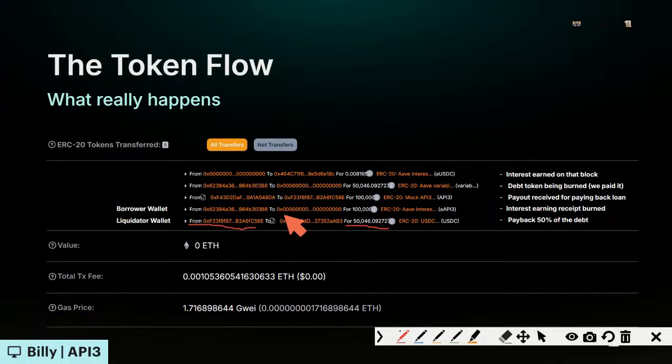This is being burned, right? Because they have these A tokens. Remember that in the last time we talked for the deposit, we received these A tokens. In that borrow wallet, these A tokens are now being burned, right? Because they're no longer earning interest on tokens that they don't have. They're being liquidated. So this is being burnt out. So that interest earning receipt is burned, right?